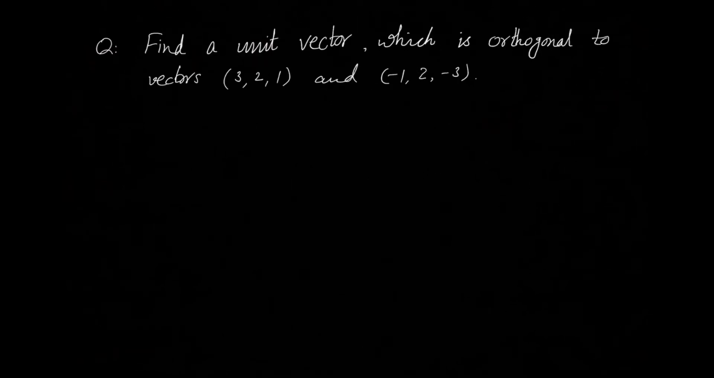Now we have another example. Suppose we have to find a unit vector which is orthogonal to these two vectors.